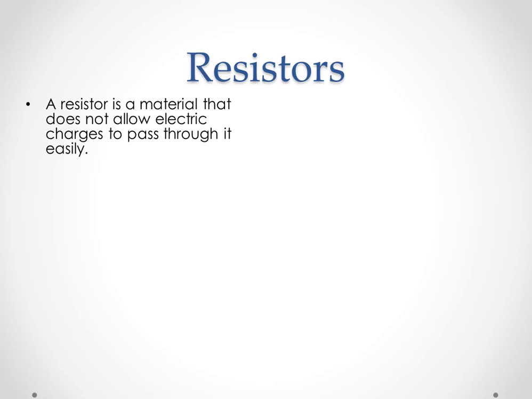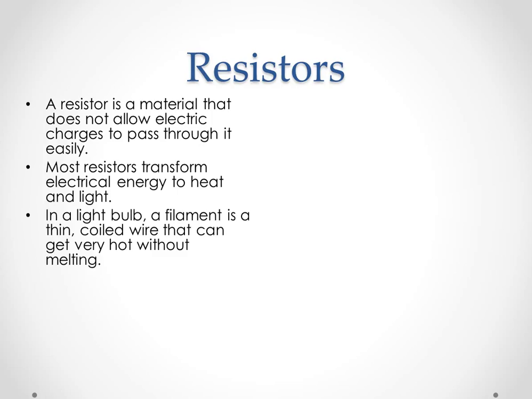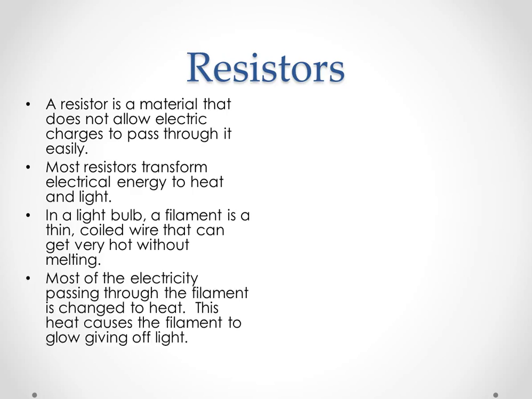Resistors are also materials that do not allow electric charges to pass through easily, but resistors help transform electrical energy to heat and light. A light bulb filament is a thin coiled wire that can get very hot without melting, so it helps transform the electricity that's coming from the current into some other type of energy that we can use. In this case, a light bulb.